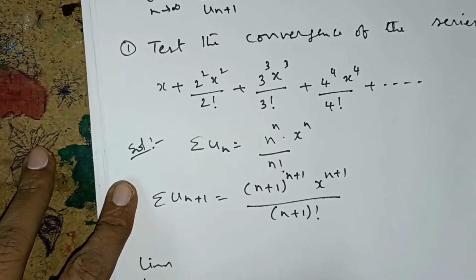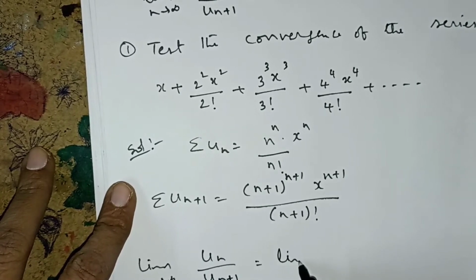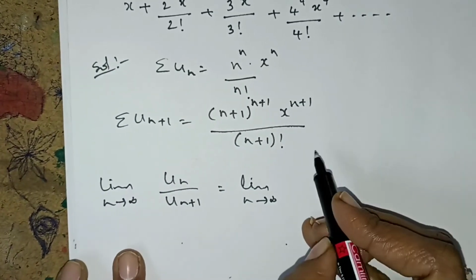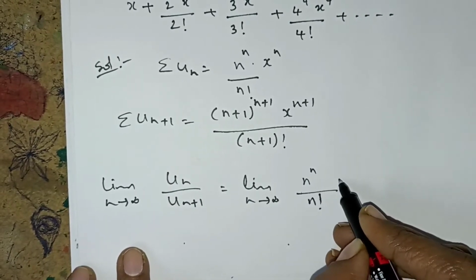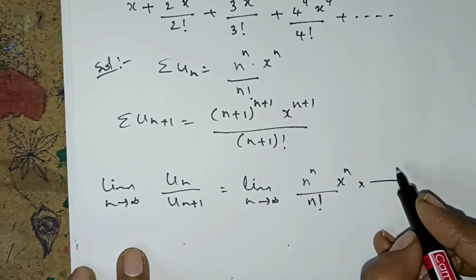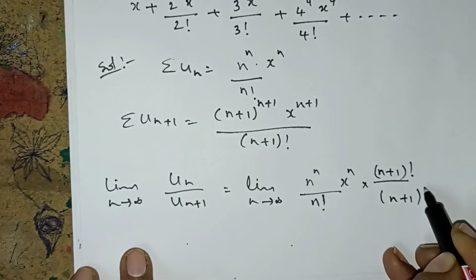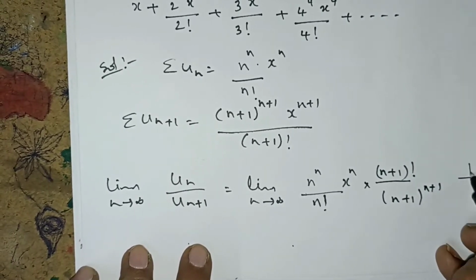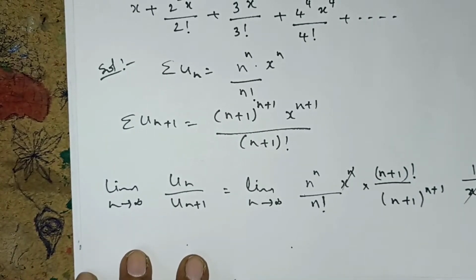Now the ratio test formula: the limit as n tends to infinity of un by un plus 1 is equal to the limit as n tends to infinity of un. What is our un? This is our un: n to the power of n by n factorial into x to the power of n. Into un plus 1, whatever is there we have to write in the reverse manner: n plus 1 factorial by n plus 1 whole to the power of n plus 1, into 1 by x to the power of n plus 1. x to the power of n gets cancelled.